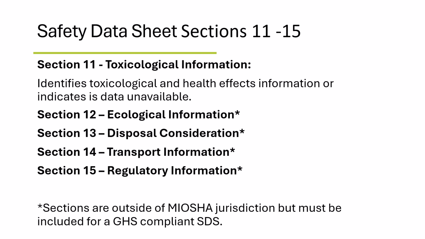Section 12 includes information on the hazards to the ecosystem if the chemical were released. Section 13 discusses proper disposal and safe handling of the wastes. Section 14 provides transportation information for shipping the material, and Section 15 provides other applicable regulations, such as the Toxic Substance Control Act or California's Proposition 65.